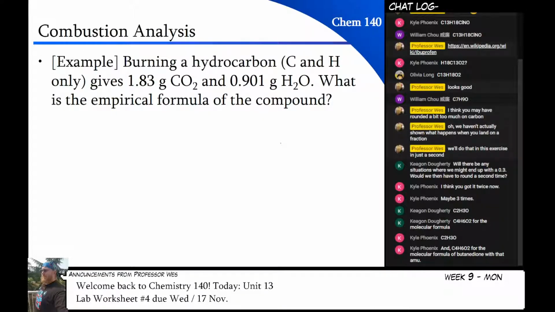So here's our sample problem on the board here. I'm going to burn a hydrocarbon with C's and H's. If I could find the cursor. Oh, it's because the pen is right there. Oh, there we go.